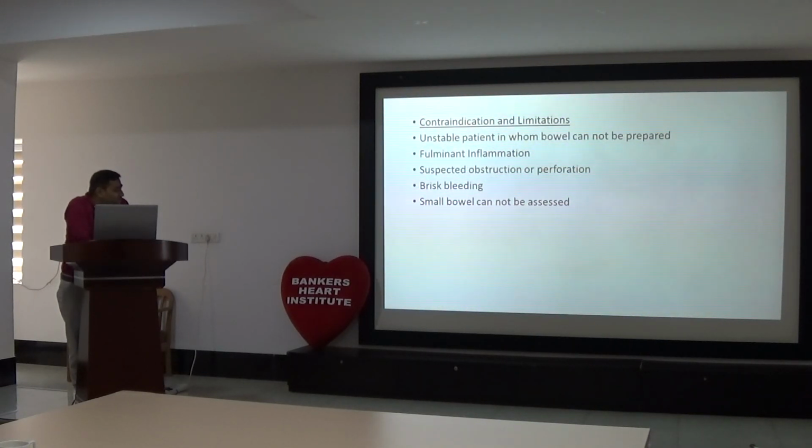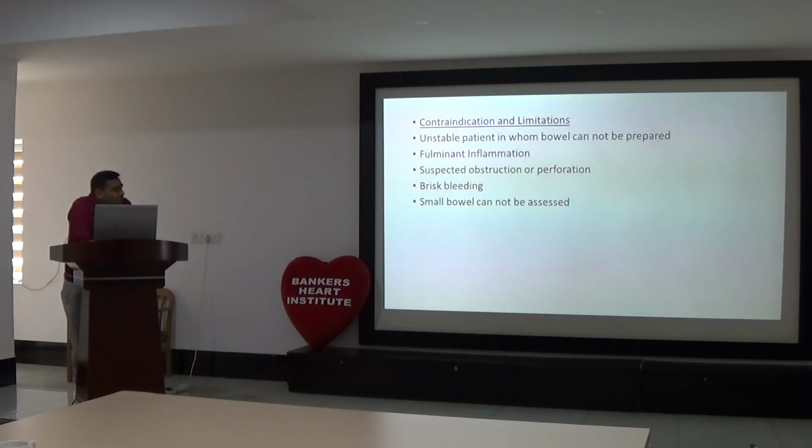In massive bleeding, as we insert the colonoscope, blood will be everywhere, so there is less chance that we will identify the exact source of the bleeding. But some experts can do colonoscopy in such patients, so this depends on expertise. Another limitation is that the small bowel cannot be assessed by colonoscopy.